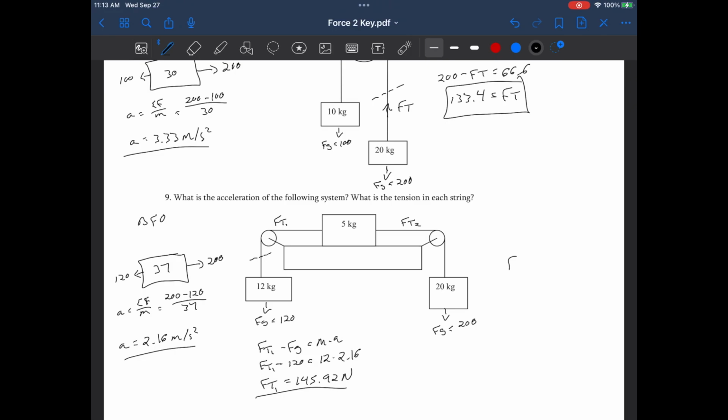Now on the right, the 20 kilogram mass is accelerating downwards. So you can't always do tension first. Here we're going to say force of gravity minus tension because gravity is bigger is equal to ma. 200 minus force of tension 2 is equal to mass 20 times acceleration 2.16. We'll multiply the math on the right and then subtract it over to the left, and then we can add force tension 2 to the right to set up our equation with the solution. 156.80 newtons is force of tension 2.